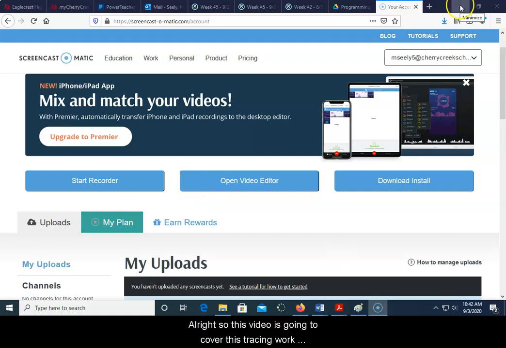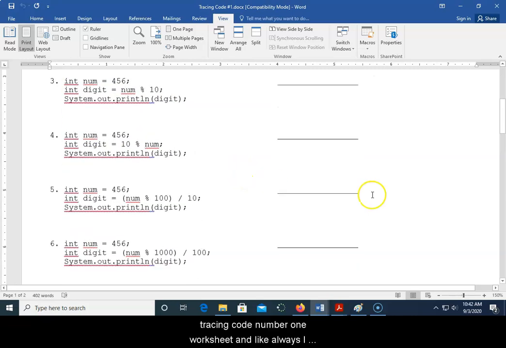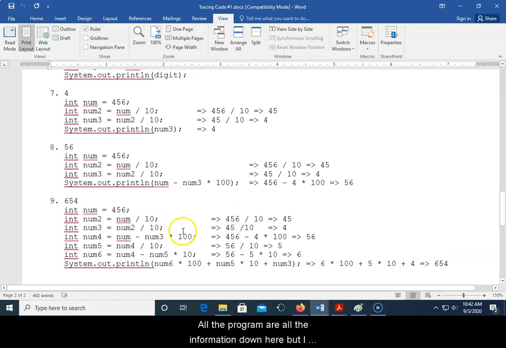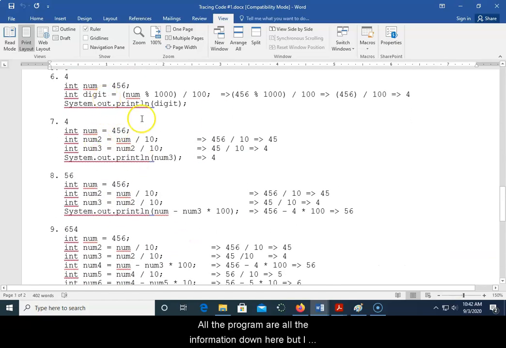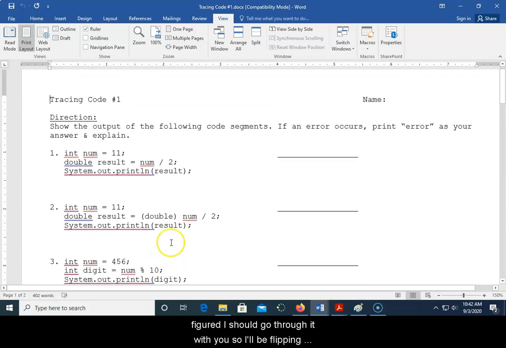Alright, so this video is going to cover this tracing code number 1 worksheet, and like always I have the answers to all the information down here, but I figure I should go through it with you. So I'll be flipping back and forth from going to the bottom of the page. But the first few are pretty easy to follow.